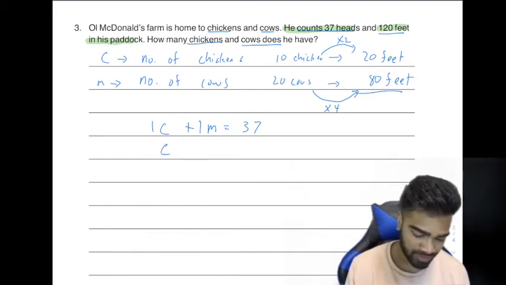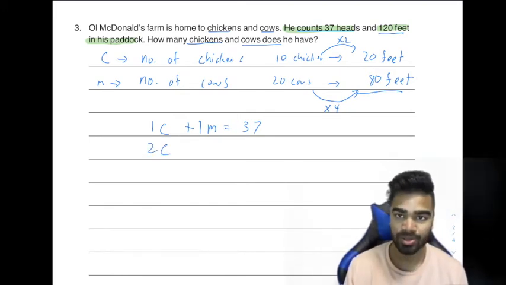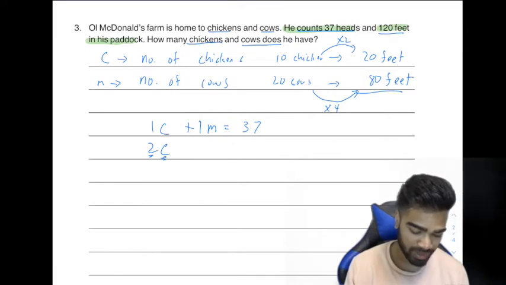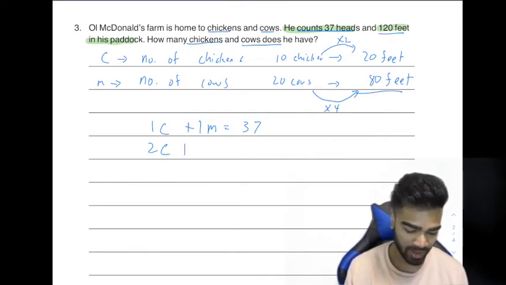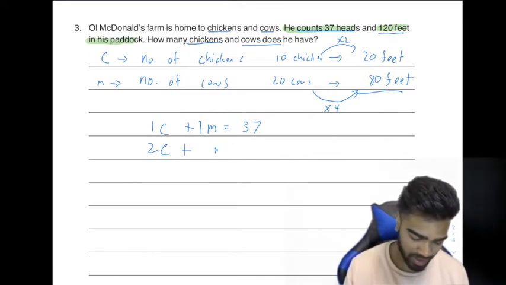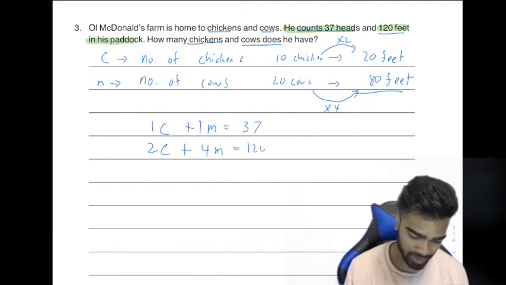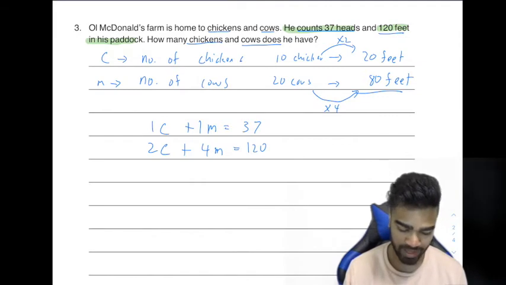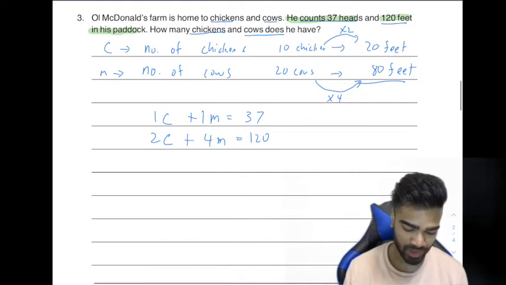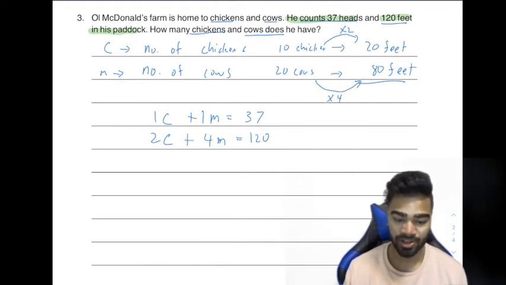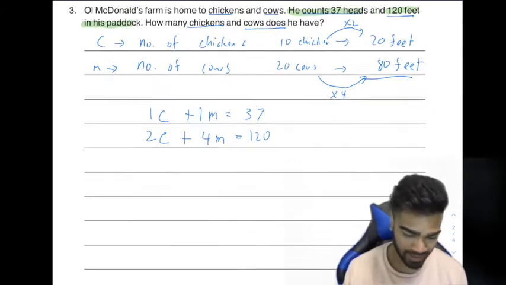Okay, so that's pretty much our equation. We take the number of chickens and multiply it by 2, because if one chicken has 2 feet, 10 chickens have 20 feet. That's the logic. Plus the number of cows, and we multiply it by 4. Same logic, is equal to 120. Okay, boom, that's it. Now we need to solve. If you haven't already, why don't you pause the video and try to solve this equation? Okay, I'll do it then.